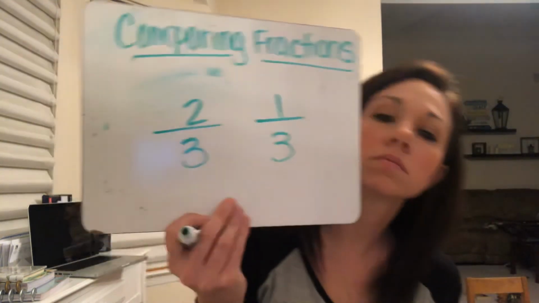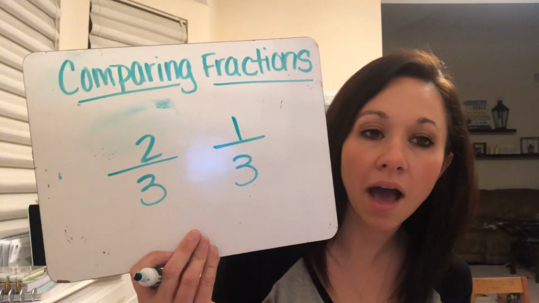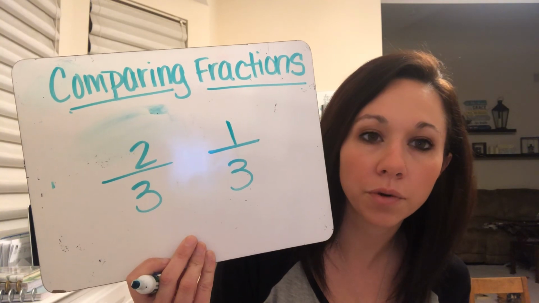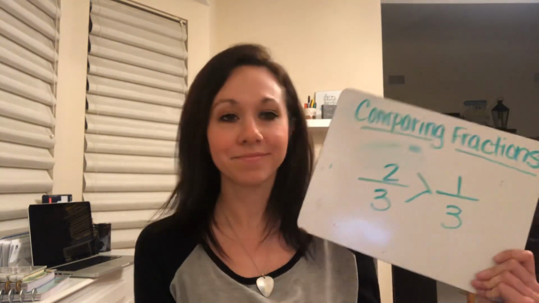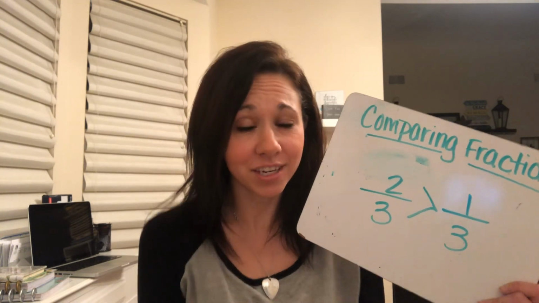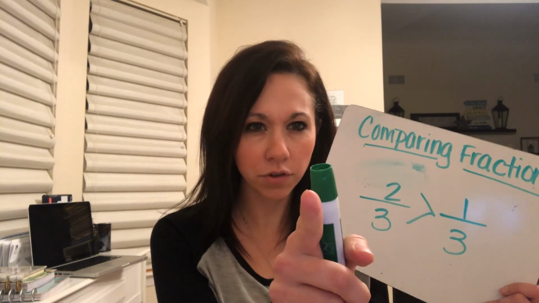So the basic thing I want you to take away from this lesson is, when you have denominators that are the same, the alligator always wants to eat the numerator that is greater. And that's all for today. Pretty simple. Look for the greater numerator.